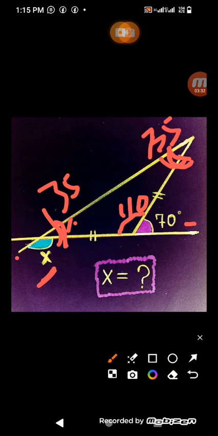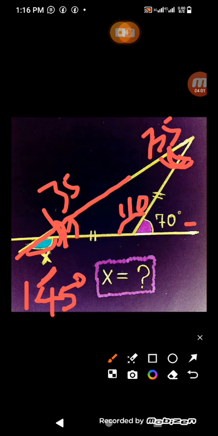Now look at this here again. From here to here is a straight line. And remember the rule again. The sum of angles on a straight line is 180 degrees. So if we already have 35 here and this straight line is divided by this, we'll have another angle here. So 180 minus 35 is going to give us 145. So the value of x is 145 degrees.